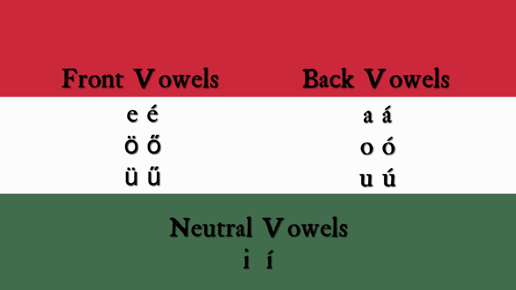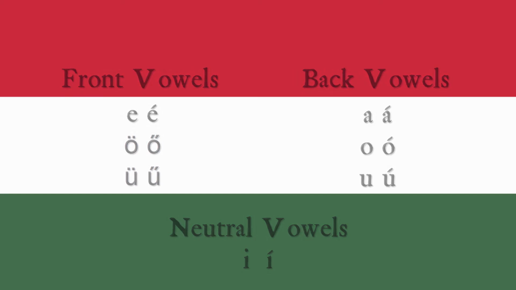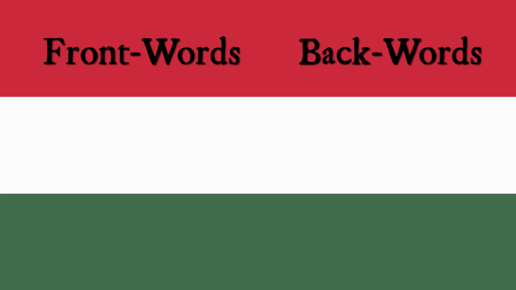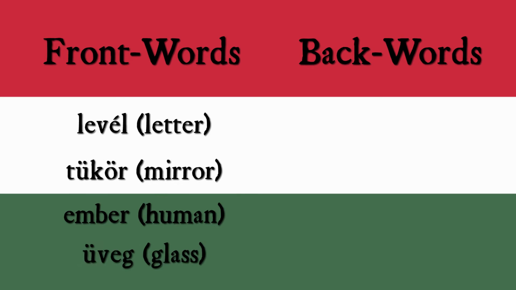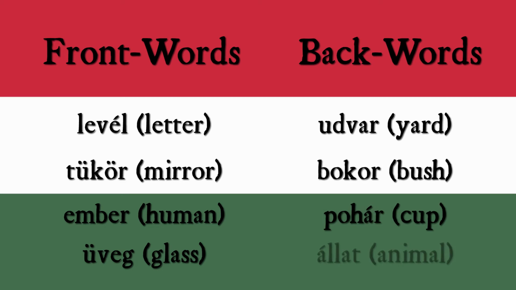Now, the majority of Hungarian words will fall into the category of either front words, if they have all front vowels, or back words, if they have all back vowels. A couple examples of front words are levél, tükör, ember, and üveg. A few back words are udvar, bokor, pohár, and állat.